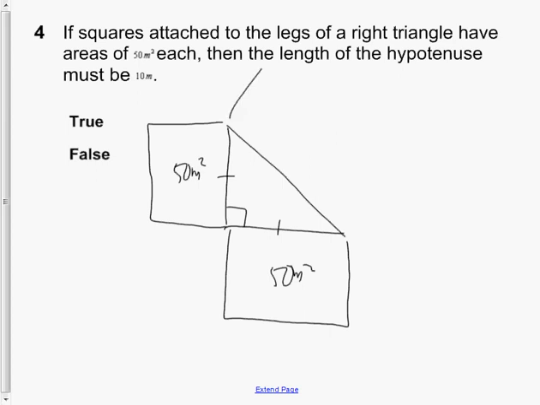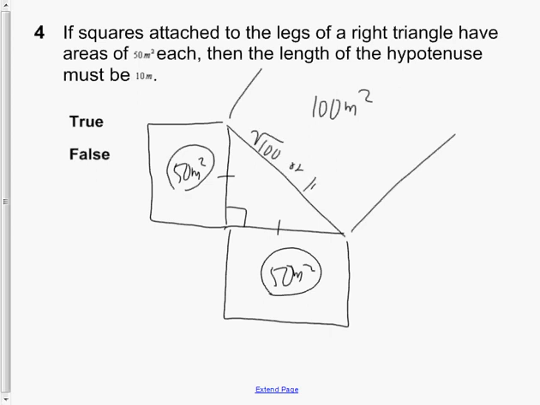So let's see. If I attach a square to the hypotenuse, just as in the last question, these two areas added together will be the area of this. So this area would be 100 meters squared, and therefore its side length would be the square root of 100, or exactly 10 meters. So the answer is true. The side length would be 10 meters for the hypotenuse.